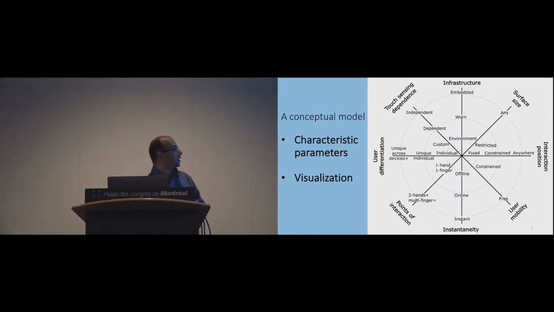As for the model itself, it's based on 8 main parameters that are common to all systems. I will start with surface size and go clockwise. For surface size, all systems can either support any size of surface or are restricted in the surface size that they support, either very small or very large.